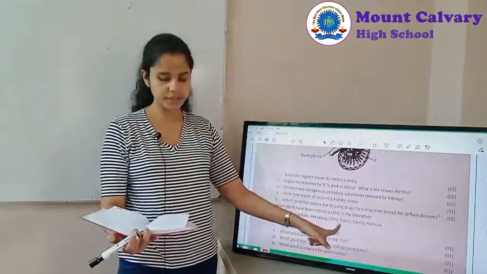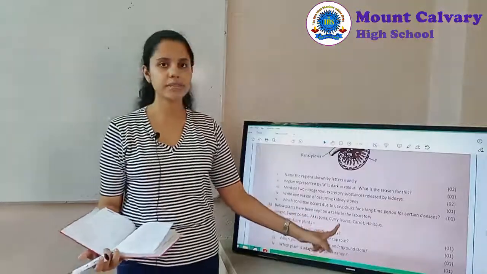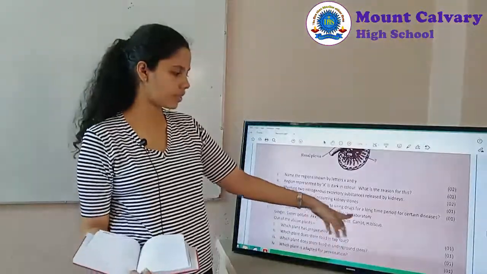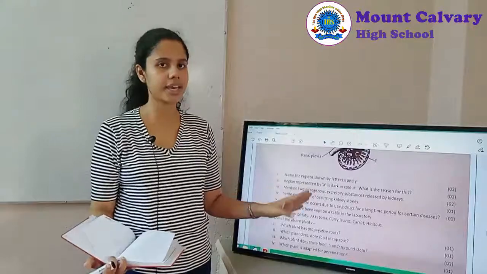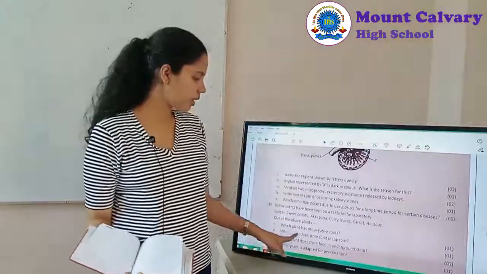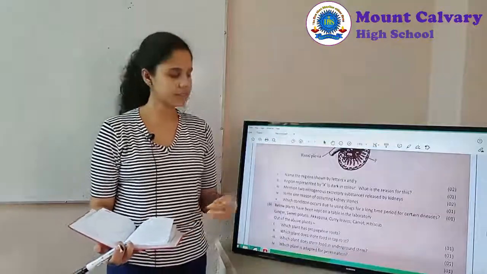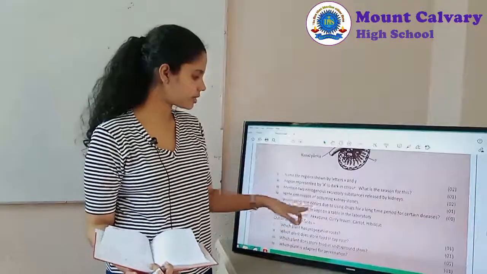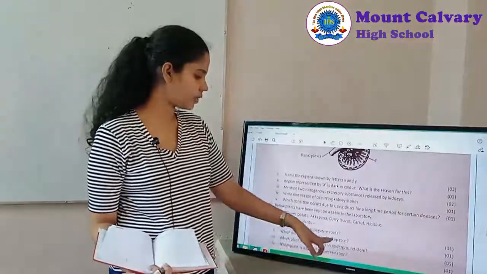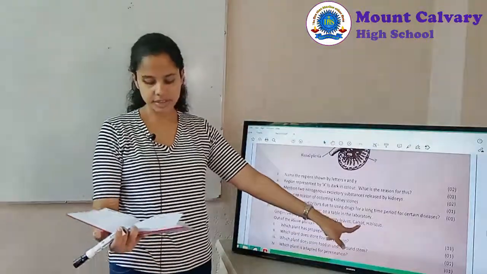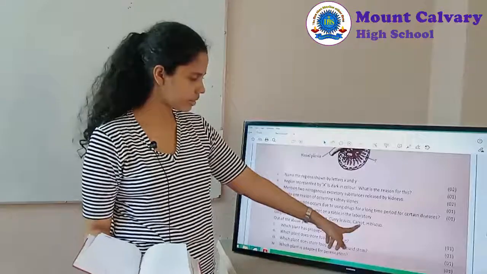Curry leaves has propagative roots, right? Propagative means you can take new plants from those roots. So the curry leaves have propagative roots. Which plant does store food in the taproot? What is the example here? It's carrot, right? Here the carrot stores food in the taproot.